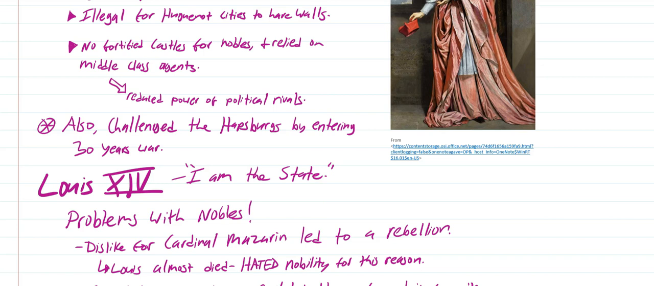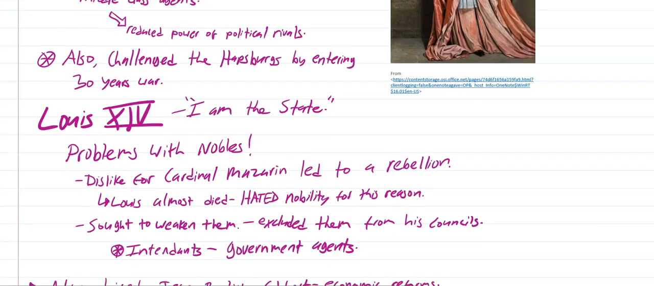He also challenged the Habsburgs by entering the 30 Years' War. So we're going to talk about the 30 Years' War a little bit later on. But basically in Europe, you've got two big dynastic groups, the Bourbons and the Habsburgs, and really the two of them share the European power. And there's always this emphasis on trying to promote this balance of power that's going to prevent one side from getting too strong. So that's really what was happening here during the 30 Years' War.